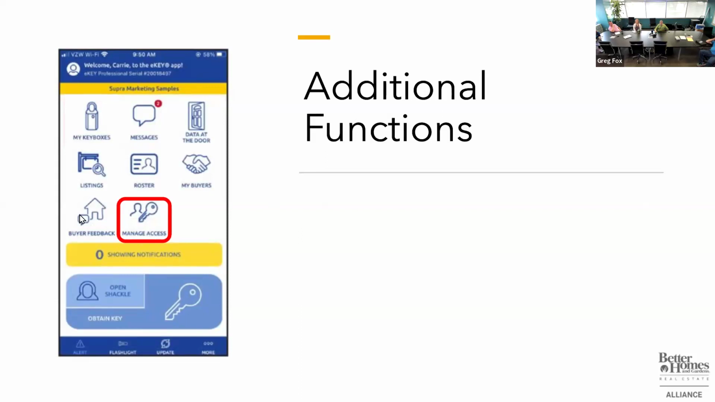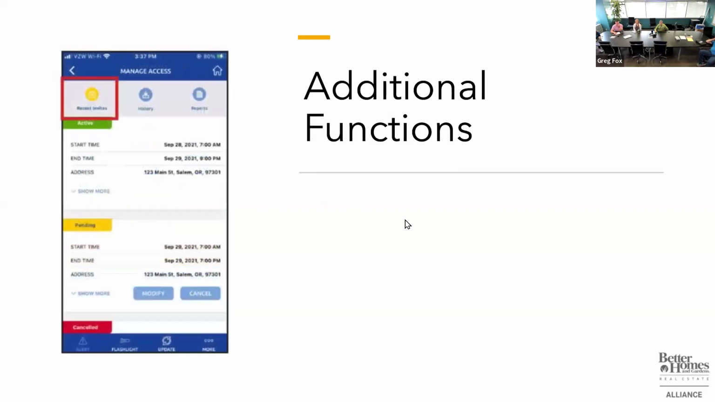Some additional functions, managed access again. You will come up to recent invites, history, reports, who has completed their use, those that are still pending and so on. I don't know how incredibly useful these are most of the time, but if somebody hasn't used their invite or they have, you might want to see when they went in and when they left and so on.